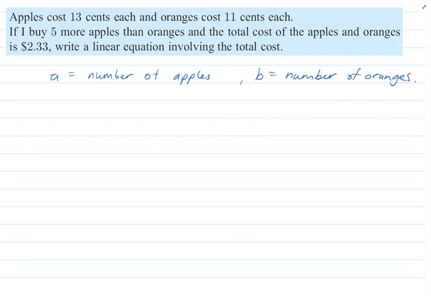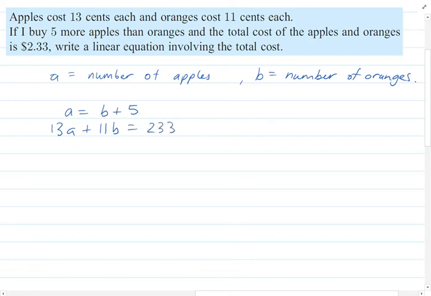So if I buy 5 more apples than oranges, that means that apples is equal to oranges plus 5. And the total cost of apples and oranges is 2.33, so that means that 13 cents times the number of apples plus 11 cents times the number of oranges is going to be equal to 233 cents.